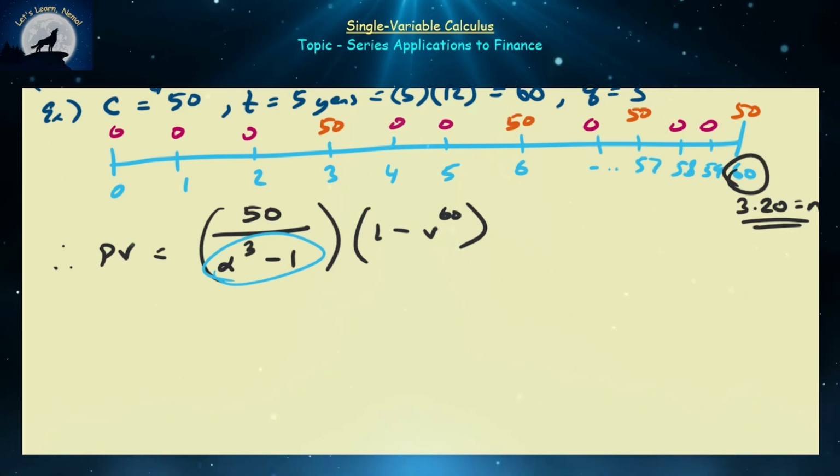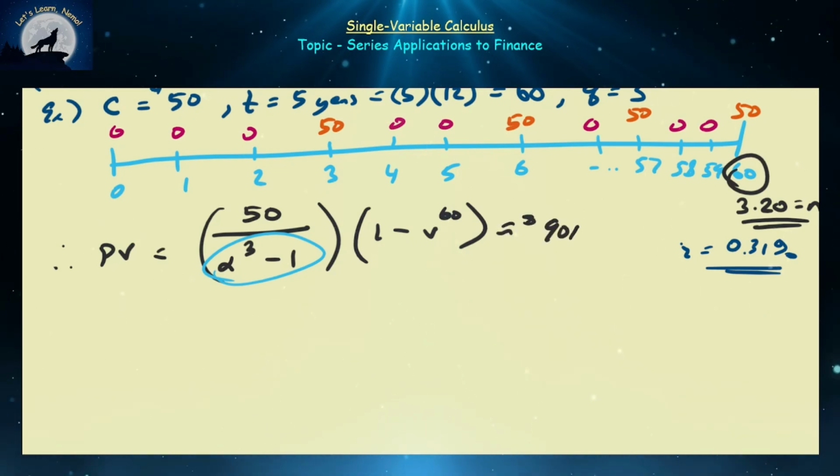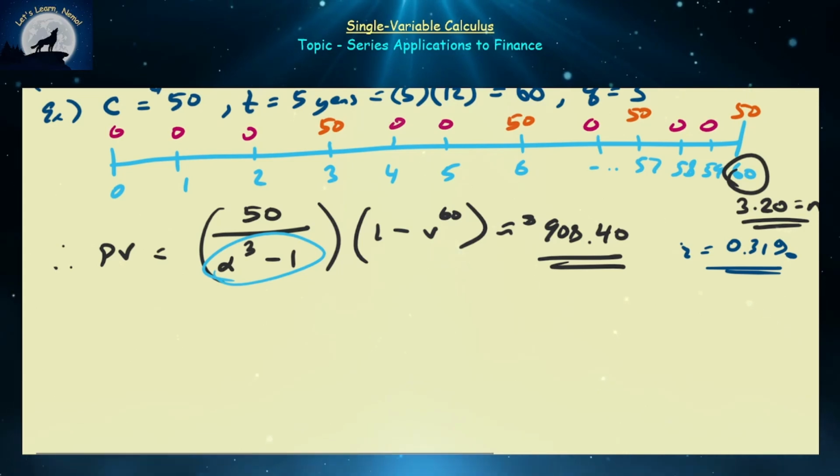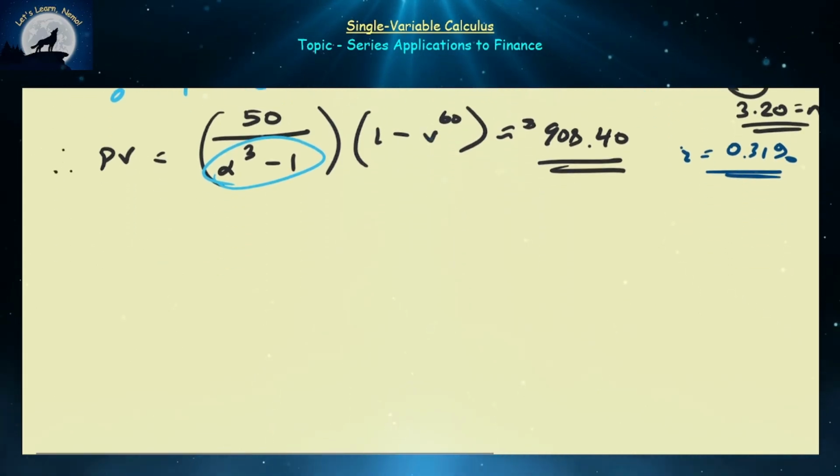So if we take our i to be equal to 0.31%, then this is going to come out to approximately $908.40. Obviously not a lot of money for our 5 years, but what if we turn this into a perpetuity instead?